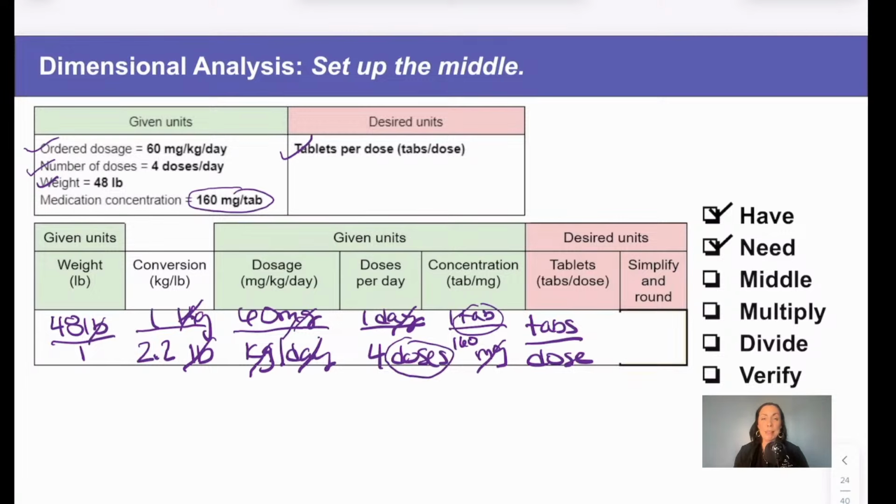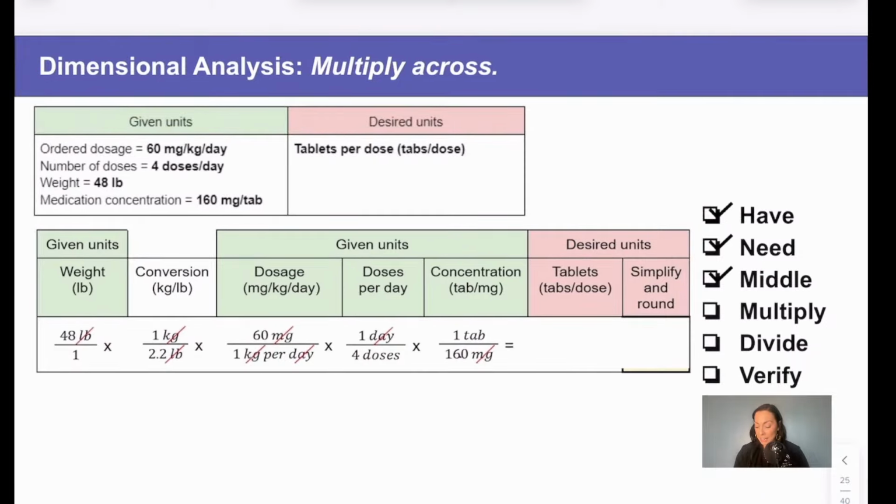You can see this one was a lot more, right? We're filling in a lot more information. So now that we have that all plugged in, let's go ahead and multiply across. So we have our 48 times our 1 times our 60 times our 1 times our 1. What do you guys get for the top? So you get 2,880. Yep. Then we're going to do the same thing at the bottom.